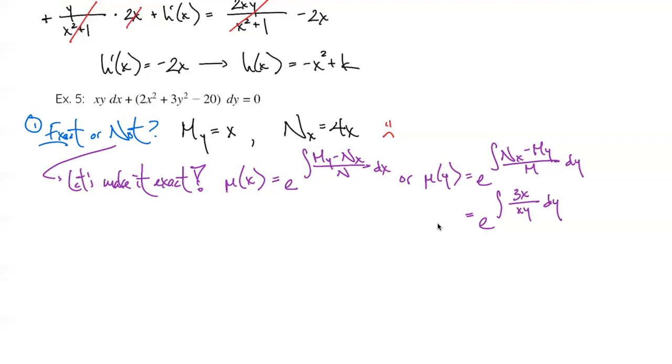And I think we can tell here that the x's are going to reduce. And I have the integral e to the integral of 3 over y dy. What does that give us? That gives us e to the natural log, or 3 natural log y, or using log rules, e to the natural log y cubed, which gives us just y cubed, right?